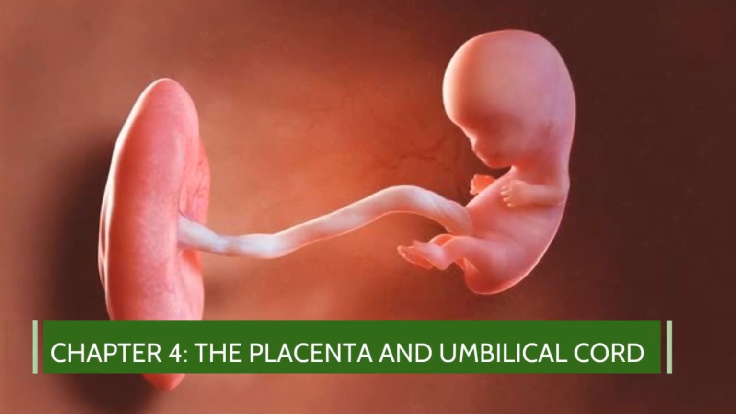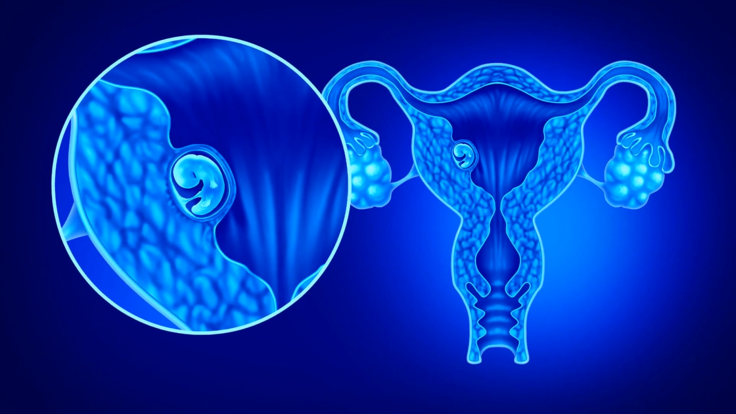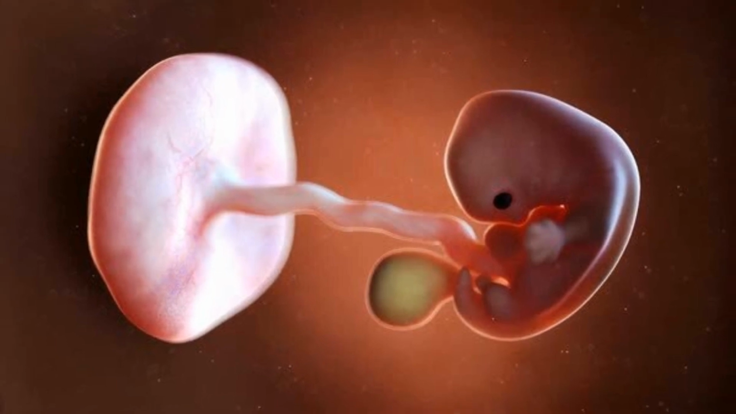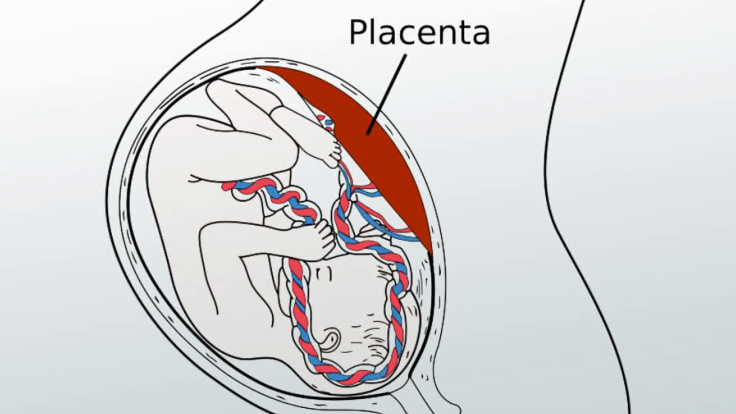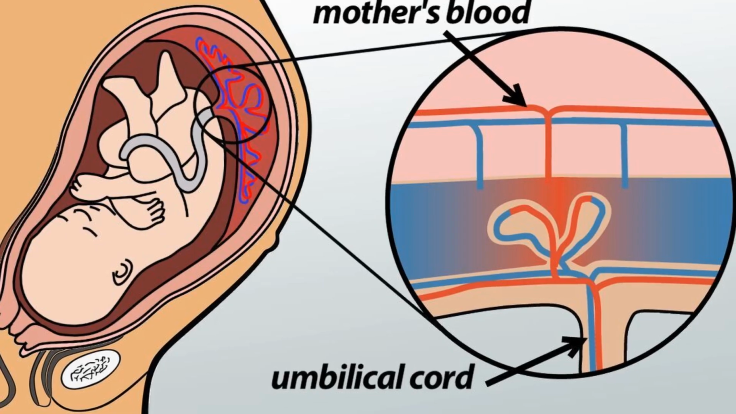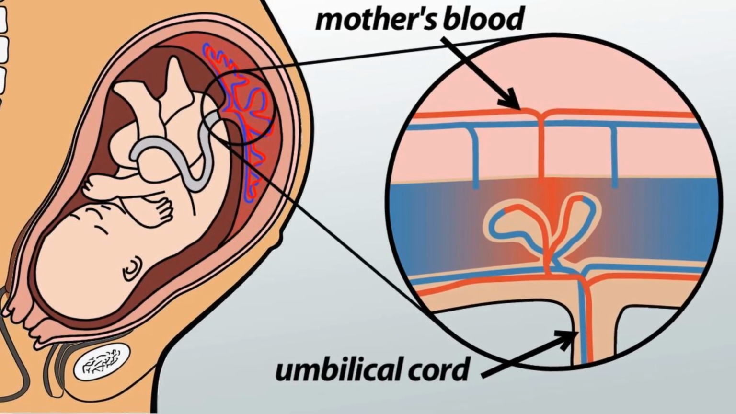Chapter 4. The placenta and umbilical cord. As the embryo implants and the embryonic disc forms, the development of the placenta begins. The placenta is a temporary organ that serves as the interface between the mother and the embryo. It plays a vital role in providing nutrients and oxygen while removing waste products.